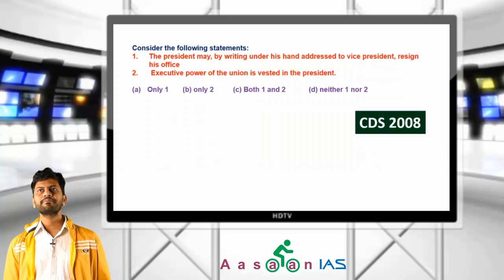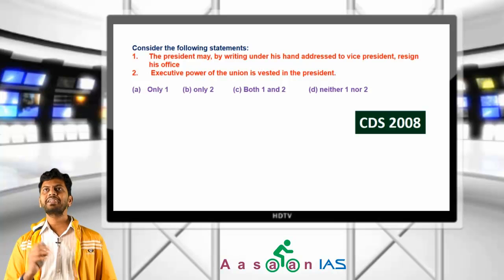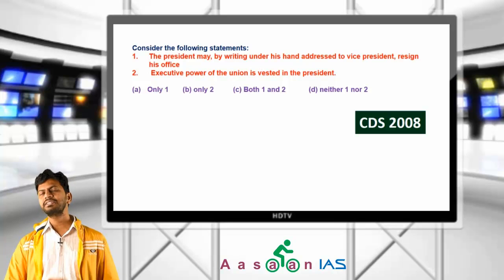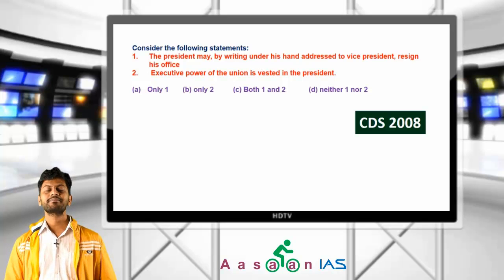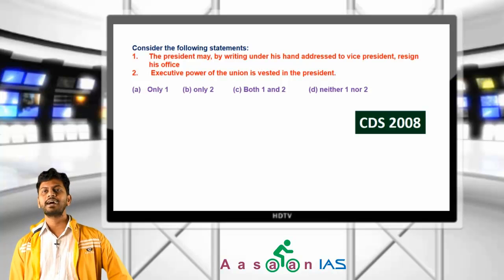Let me take a question. CDS 2008. Consider the following statements. 1. The president may, by writing under his hand, addressed to the vice president, resign his office. Yes, he can. 2. Executive power of the union is vested in the president. Correct? Simple question. Both are correct. Getting me? See the answer.